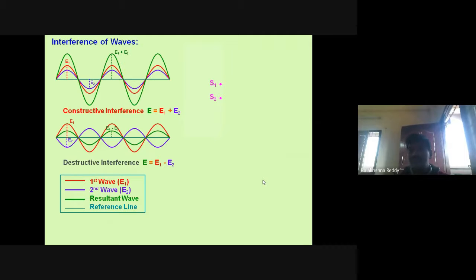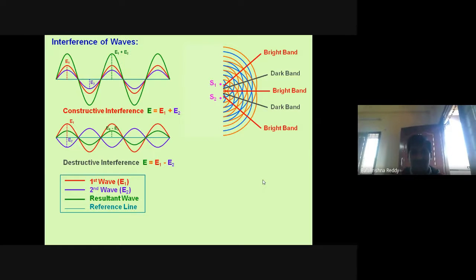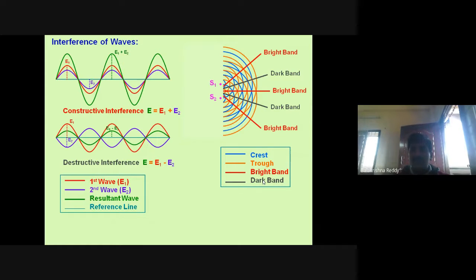A coherent source is a source having the same amplitude, and the same or nearly the same frequency, which are joined together, and by that they get superimposed, leading to constructive interference as a bright fringe and destructive interference as a dark fringe or dark band. Bright band also we can call it, in other words. If it is circular, we call it fringes. If it is lines or a rectangular shape, we call it bands. This is the basic interference idea.